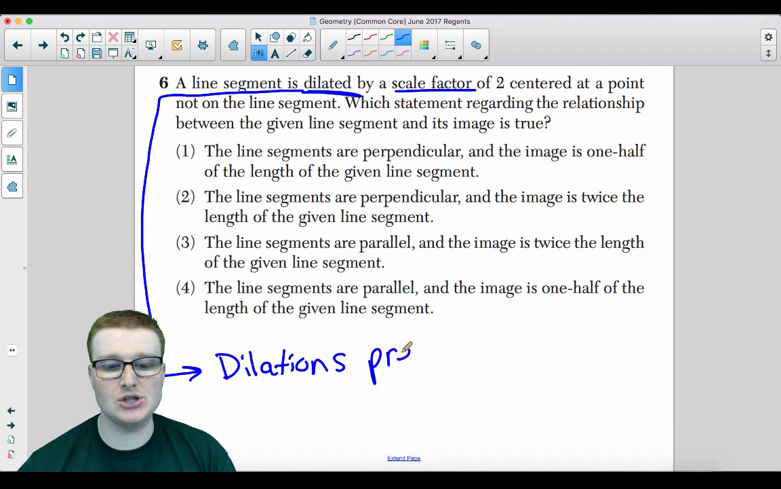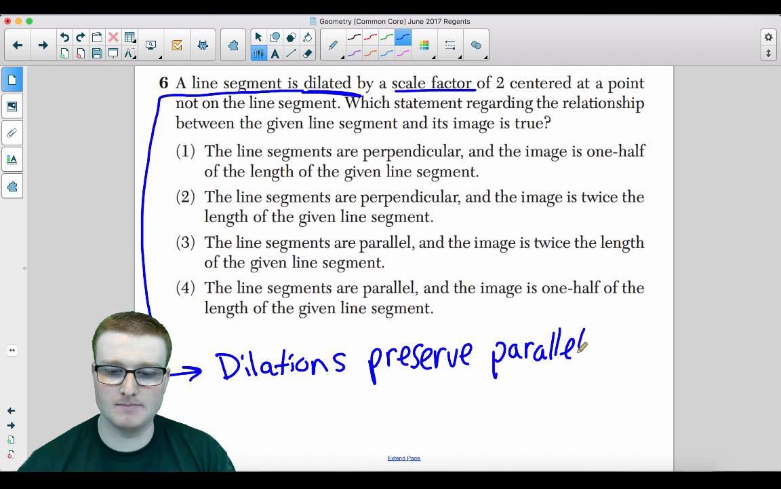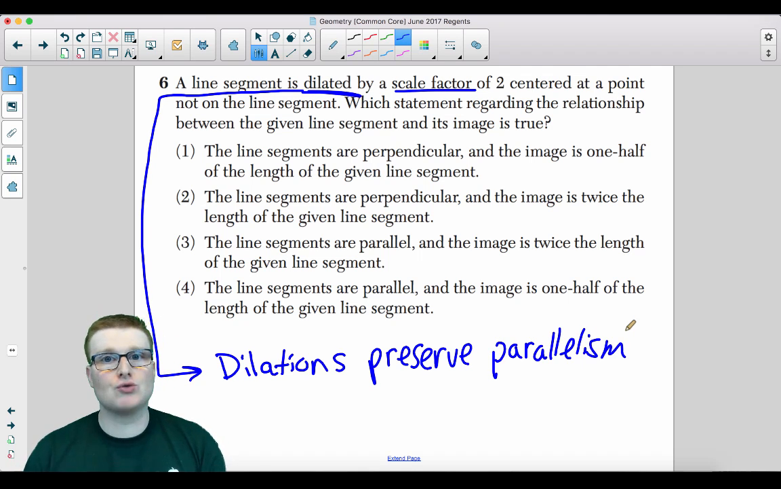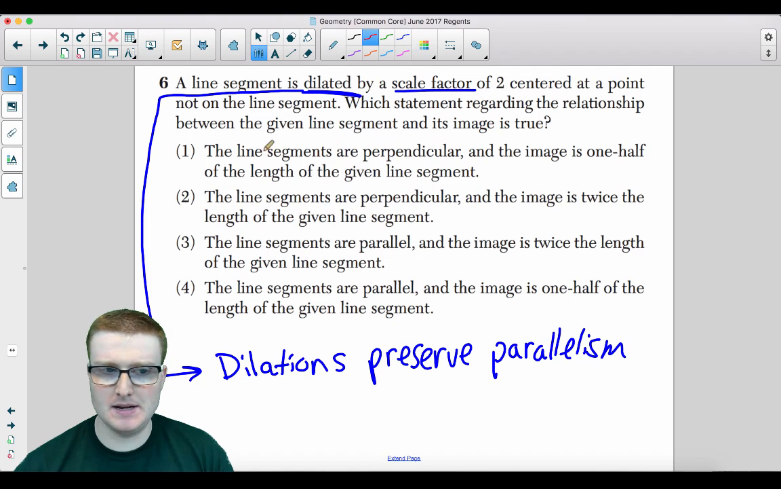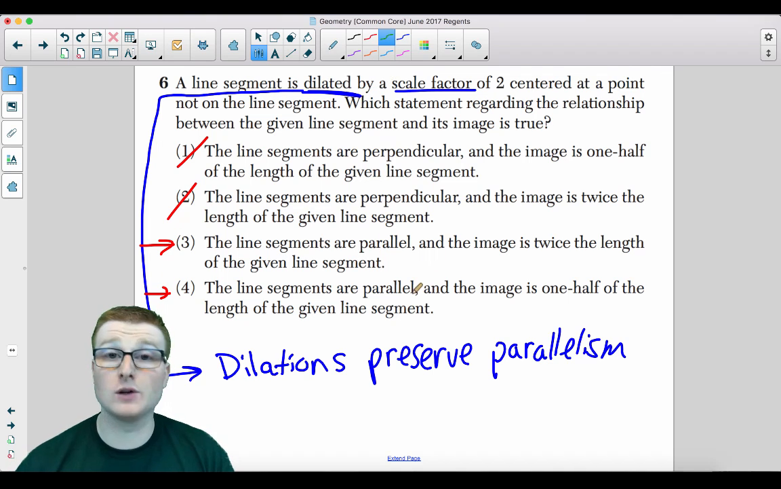Dilations preserve parallelism. What do I mean by that? It means that lines remain parallel to itself no matter how large they get. So what we're looking at here is parallel. Okay. The line segments are perpendicular. No. The line segments are perpendicular. No. These two guys are in the running because they both say parallel. Now we're just looking for the lengths.